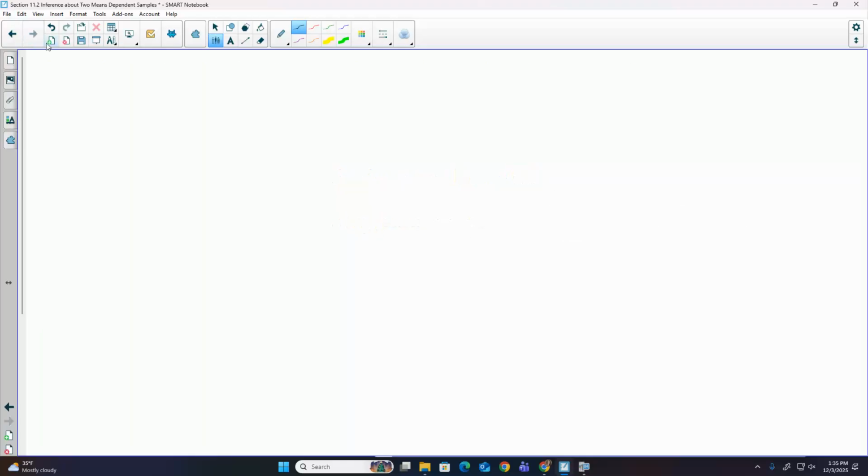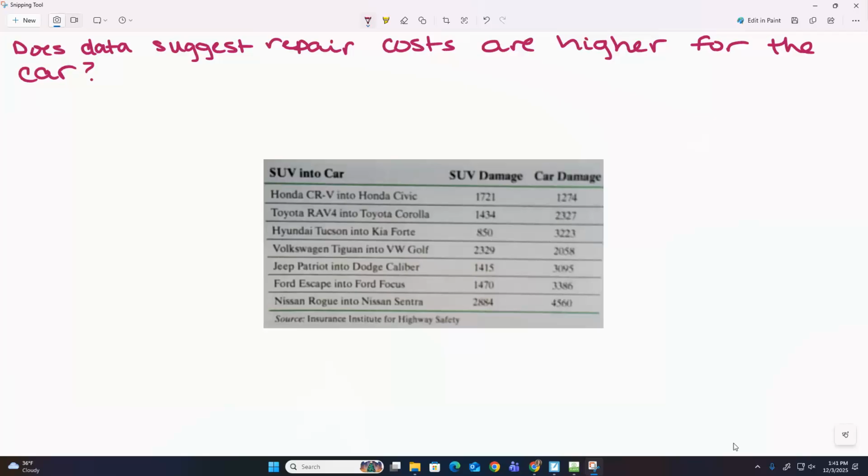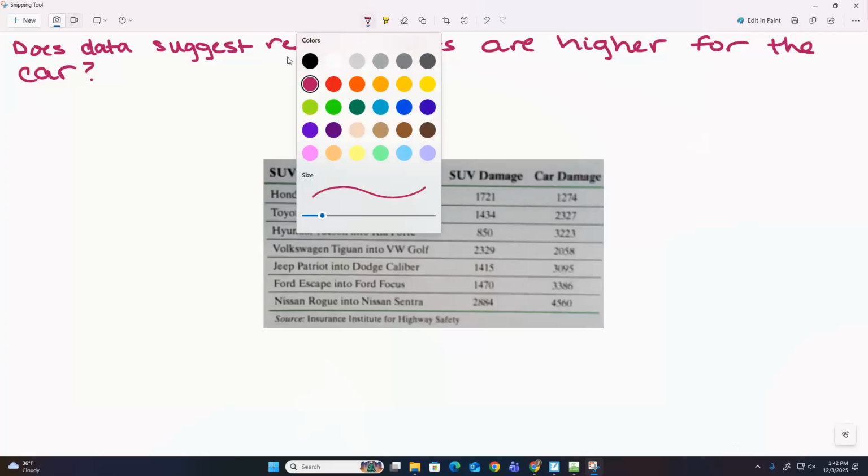I might put up another example here in a minute, but I want you guys to try some first and see if we're having any trouble. So this is showing data where an SUV smashed into a car in an accident. It's matched pairs because it was from the same accident, the damage to each vehicle. So does the data suggest repair costs are higher for the car?